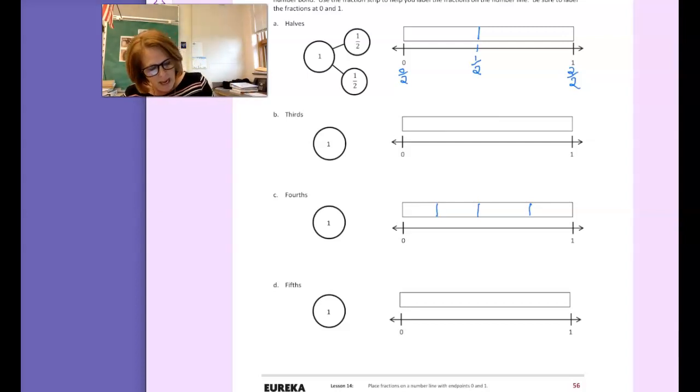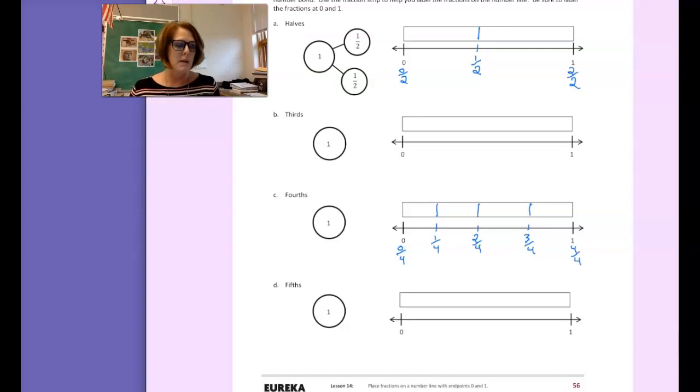So here we're going to have 0 fourths, 1/4, 2 fourths, 3 fourths, and 4 fourths. And you want to make sure that you label all of those, okay? Next, letter D is fifths. So got to kind of eyeball this, fifths.